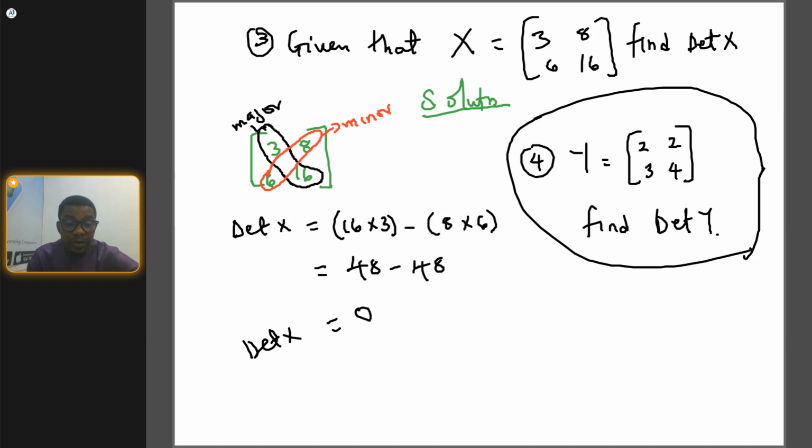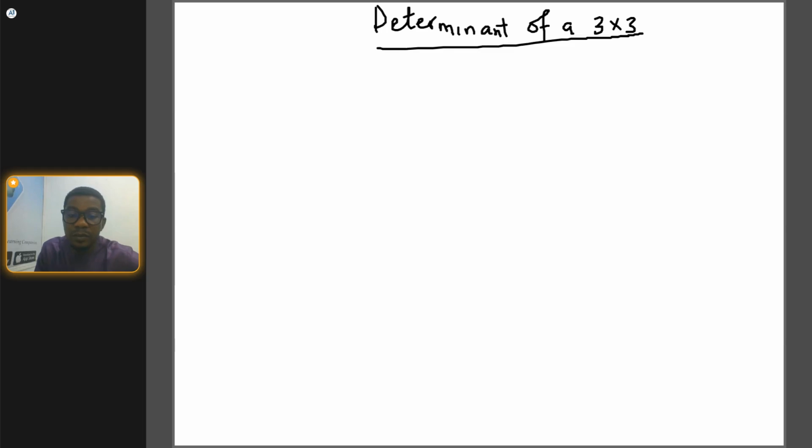Permit me to wipe the board as we take the determinant of a 3 by 3 matrix.